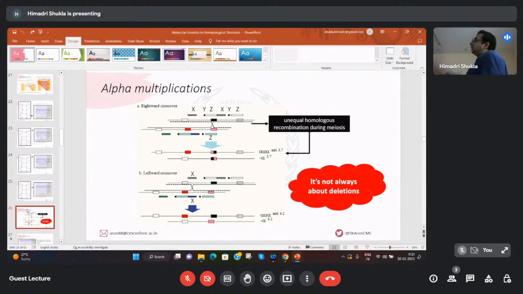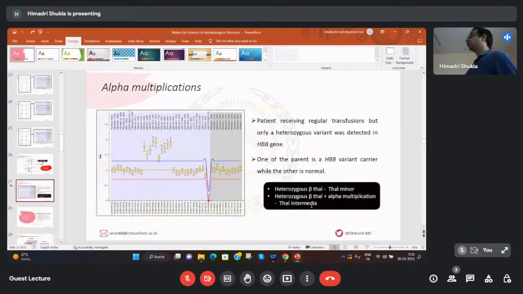So what happens if there is alpha multiplication? There will be even more alpha chains getting produced. So even if it's a heterozygous beta, because there is an excess of alpha getting produced, what was supposed to be a heterozygous beta thal minor will present as a thal intermediate, or very rarely even a thal major in some scenarios. So that is why it is very important that you pick up these multiplications, because it helps to avoid the misdiagnosis.